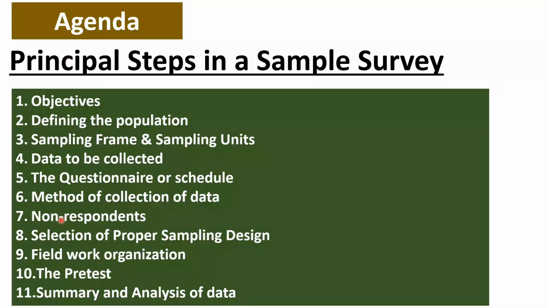And the seventh one is the non-respondents. In the questionnaire method, we may see more non-respondents because it is favored to them. Whether they want to give, they'll give. If they don't want to give the answers, they won't give in the questionnaire method. But in a schedule, it is a face-to-face interview, where you get most of the answers. And now we will see the 8th, 9th and 10th.